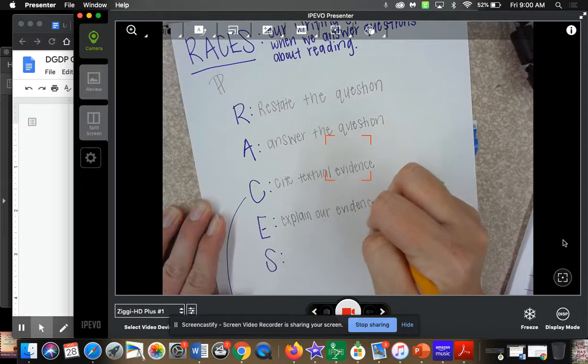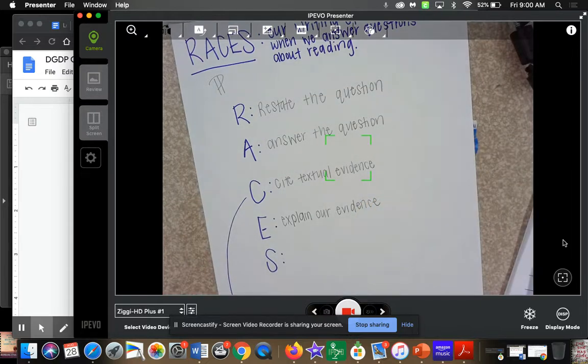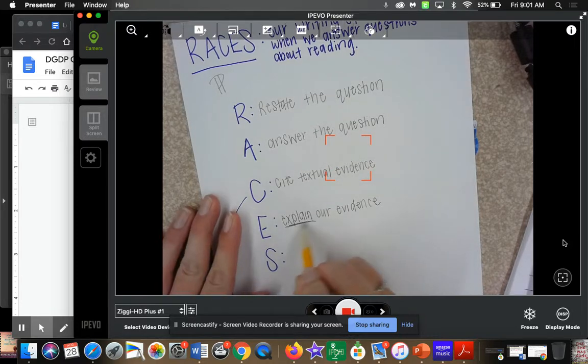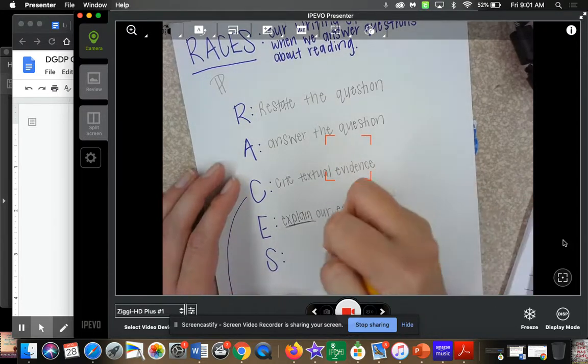You're going to say, like, this shows the conflict because, and then you're going to explain how it shows the conflict. Yes, absolutely. Elaborate, continue to tell how it works, give more information. You want your response to not be mostly textual evidence. You want it to be your work, your words. That is where this explaining comes in. And I will put elaborate here because I like that.